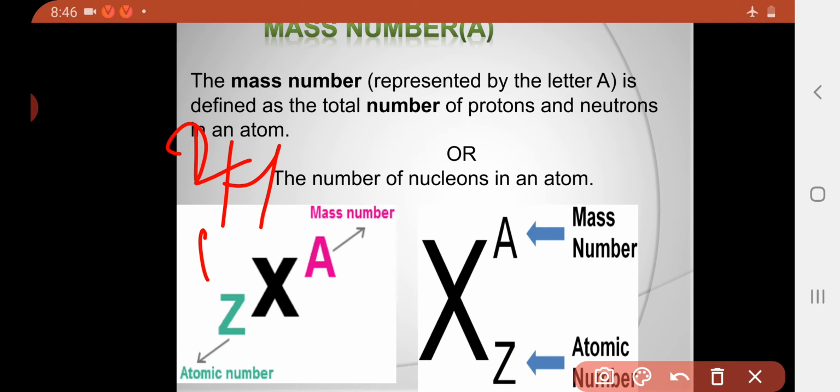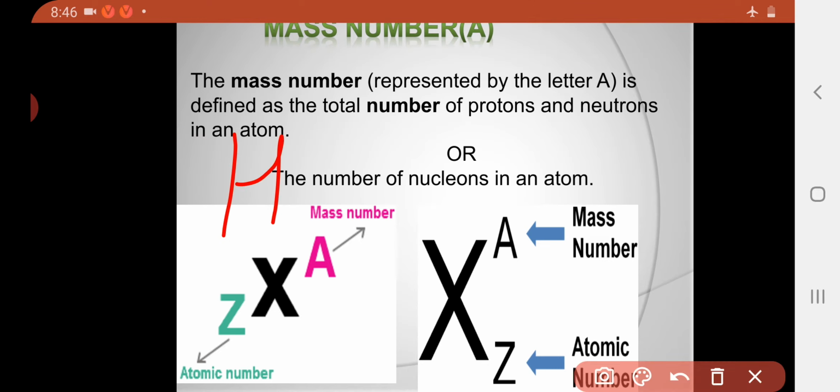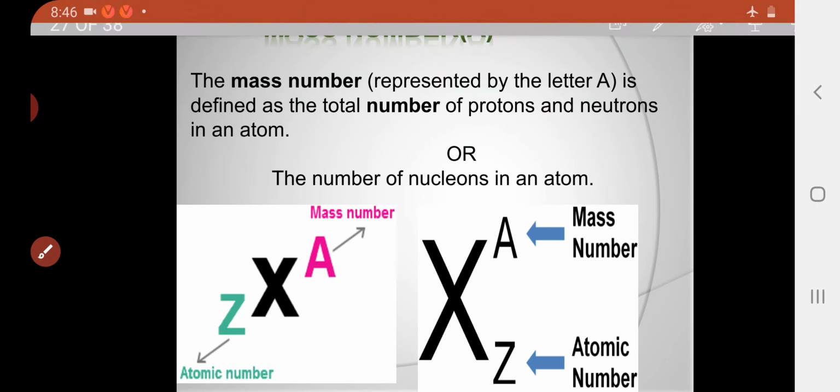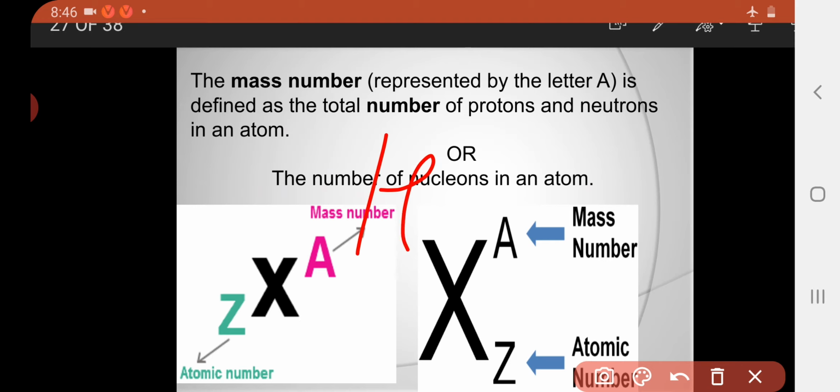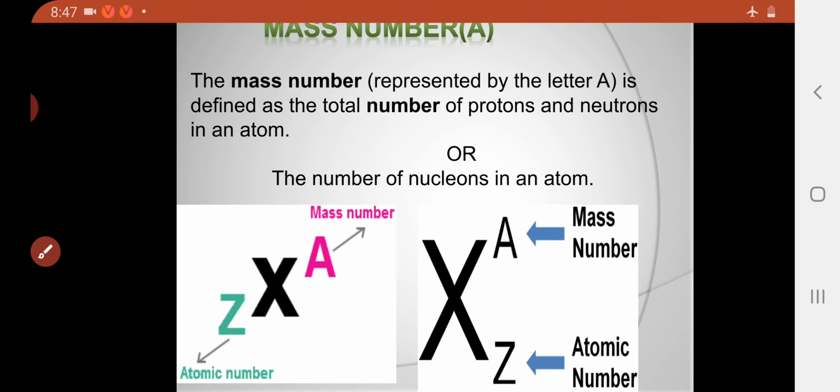If it is 2, write it as 2. In this way we are mentioning. Suppose helium: helium is the second atom in the periodic table. Its atomic number is 2 and its mass is 4. So in this way we are writing. If you write helium, then writing 2 and 4 over here is also correct. This is the correct way to mention the atom.